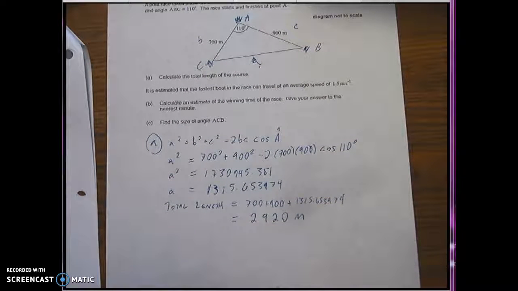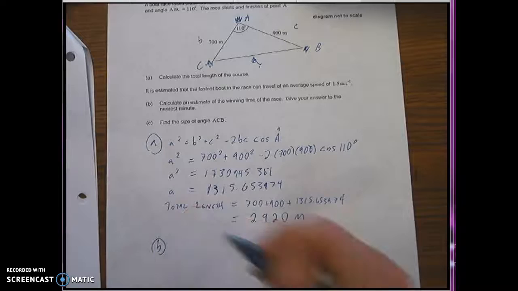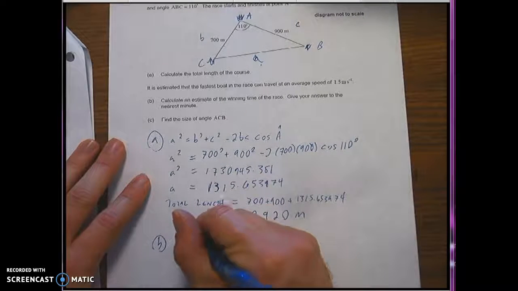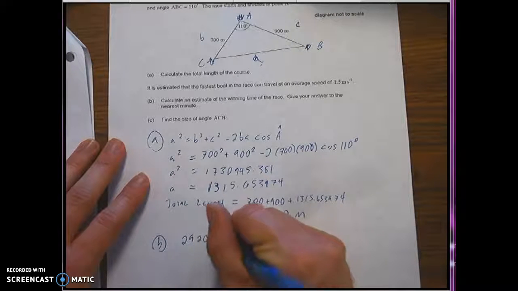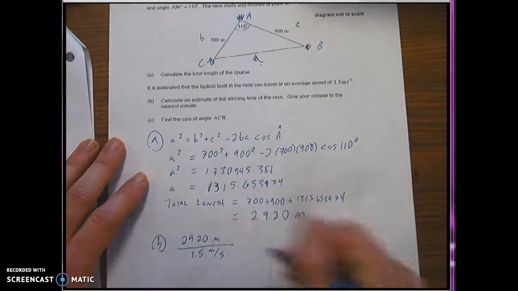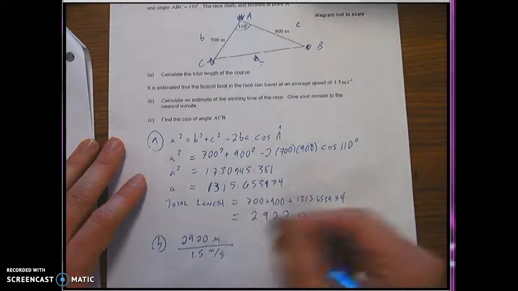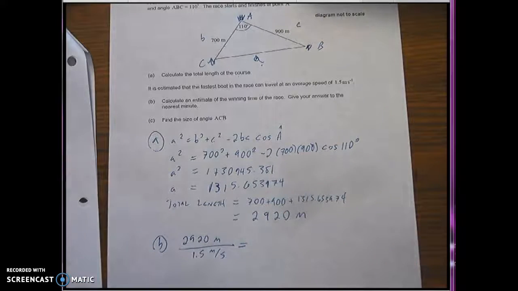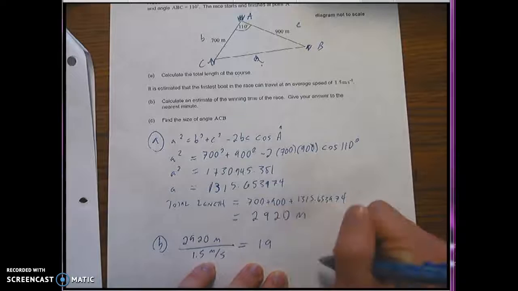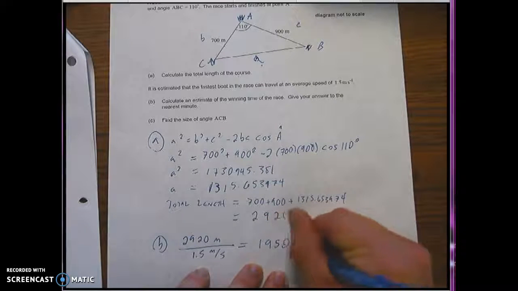Part B says that it is estimated that the fastest boat in the race can travel on average speed of 1.5 meters per second. Calculate an estimate of the winning time of the race. Give your answer to the nearest minute. Well, I can just take the total course length, which is in meters, and divide it by that 1.5 meters per second. And what's going to happen is the meters will cancel out, giving us just seconds. So when I divide that, 2920 divided by 1.5, and I'm going to do this to three significant figures as well, I've got 1950 seconds.